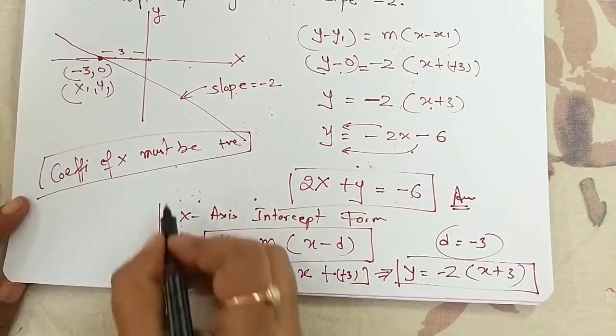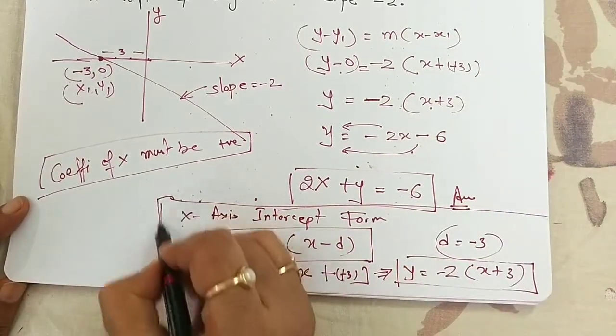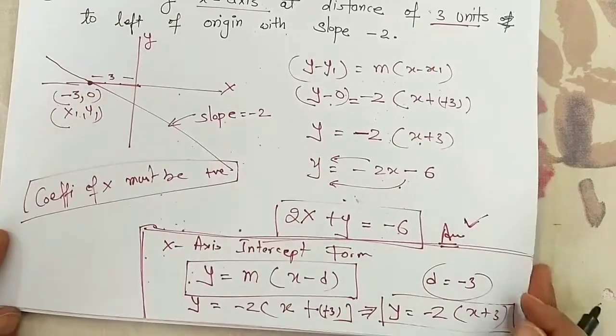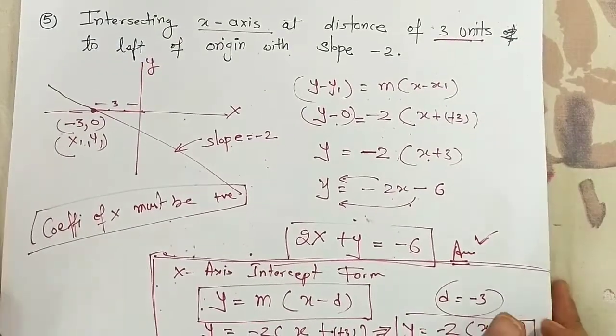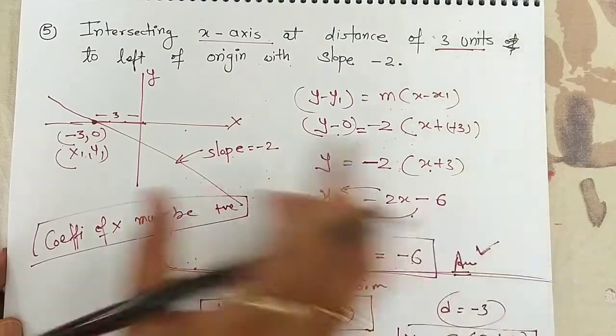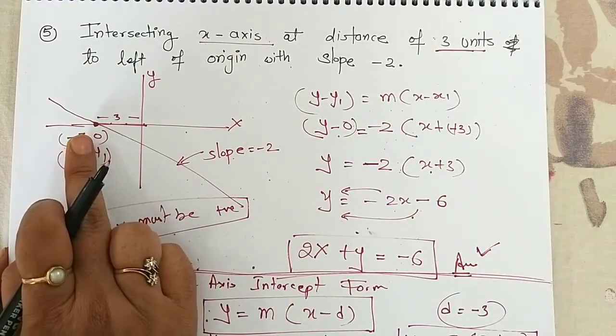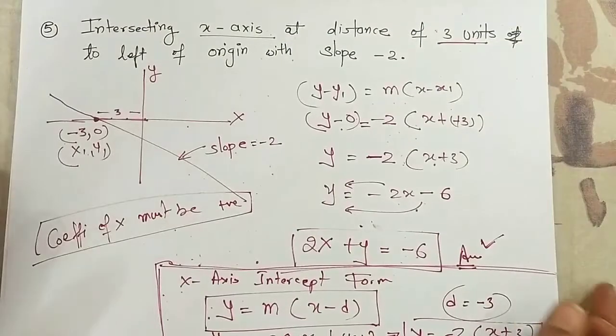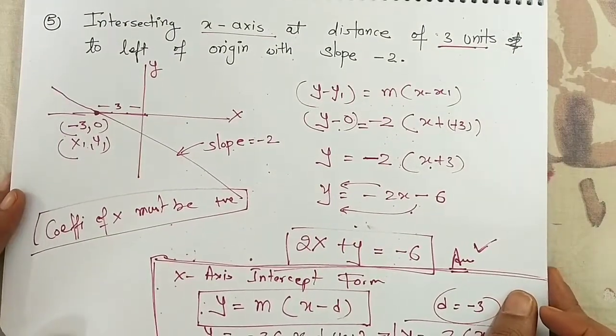So this was your second method. In case you want to learn, this was the second method and this is the first method. So whatever you feel comfortable, you can use it. I will prefer the first method. One point is given and slope is given. That's it for today. We will solve more questions in the next video.